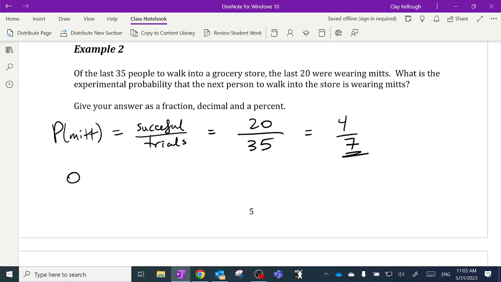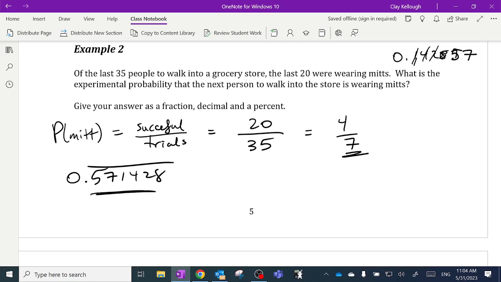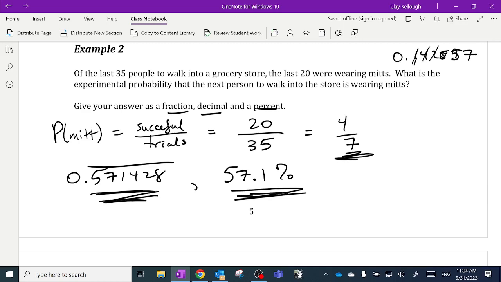The decimal, I should know this decimal. I got to write it out first. 1/7 is 0.142857. So there's 1/7, 2/7, 3/7, 4/7. So that's 0.571428 repeating. So there's the decimal. I guess you could round that somewhere if you wanted. And the percent, I'm definitely going to round it, is 57.1%. I'll round it to one place. There we go. So there's my answers as fractions, decimals, percents.